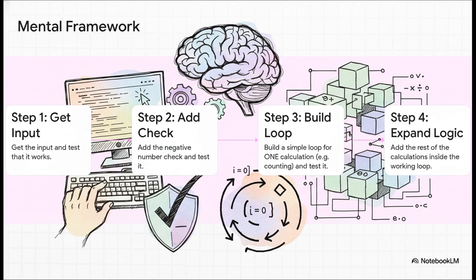And listen, this slide right here, this is probably the most important slide of the whole thing. This is the core of thinking like a programmer. Do not try to write all the code at once. You'll just get overwhelmed. Break the problem down. Step 1, just get the user input. Write that code and test it. Does it work? Great. Step 2, add the check for negative numbers. Test that. Does that work? Awesome. Step 3, build a simple loop that does just one of the calculations, like counting the digits. Once you're sure that part is working perfectly, then you can add the rest of the logic inside that loop. Small, testable steps. That's the secret.